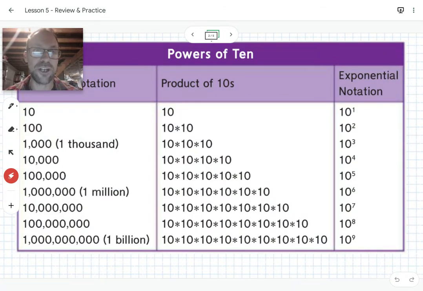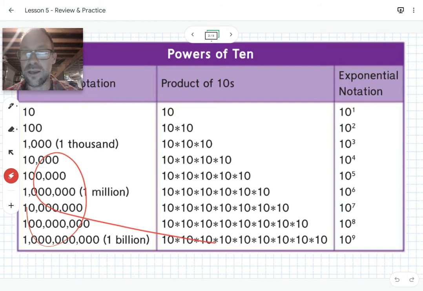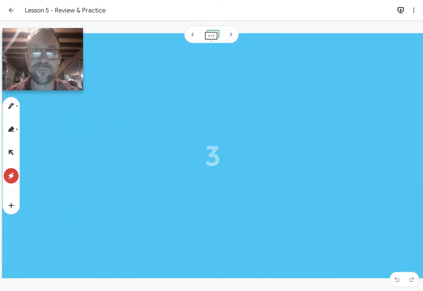All right, we're going to have our chart here, our powers of 10 chart. We can refer back to it. So if we need to find out what 100,000 is written in exponential form, we can look right here and see that it's 10 to the fifth power. Any power of 10 we need, we can see in expanded form. All right, let's do the first problem.